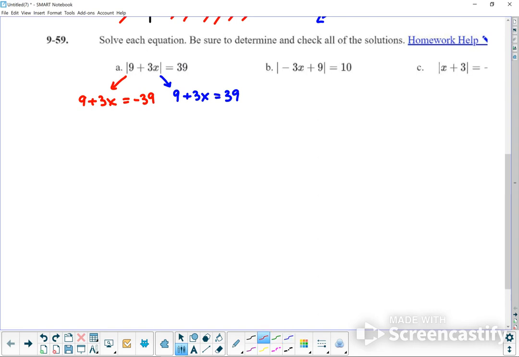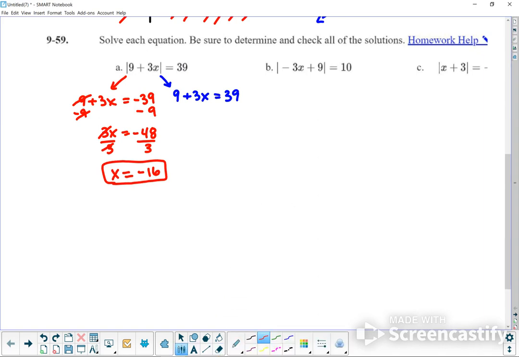Right? So this one, I'm going to go ahead and subtract 9. By doing that, I get 3x equals negative 39 and negative 9. If I add them, I get negative 48. Then I'm going to go ahead and divide it by 3. These cancel, and I get x equals, and then in your calculator or in your head, whatever you want to do, negative 48 divided by 3, and you should get negative 16. Sorry, I don't have a calculator out to show you, but that's what I got.